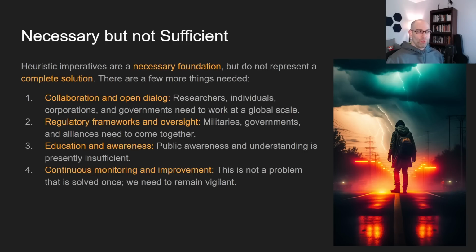Number 3, education and awareness. As I just mentioned, public awareness and understanding is presently insufficient to overcome the negative attractor states that we're heading towards. And number 4, continuous monitoring and improvement. This is not a solution that we solve once. It is an ongoing thing. Just like how you don't just pass internet regulations and then you're done, you go home forever. You continuously monitor the changing dynamic environment so that you can course correct as you go. That is going to be necessary forever with AGI. It's not going to go away.